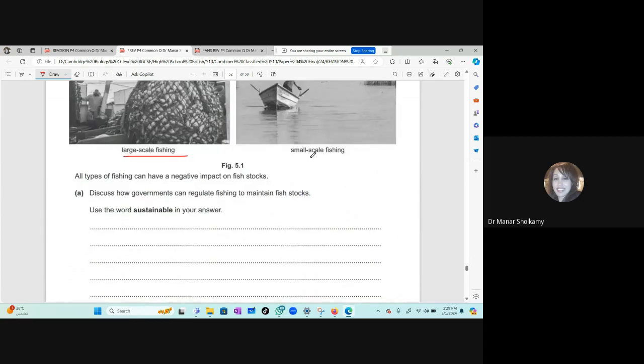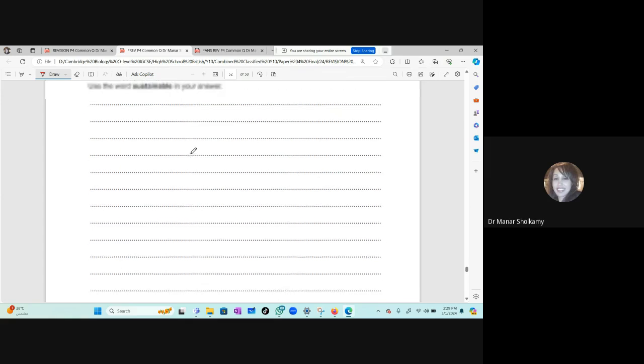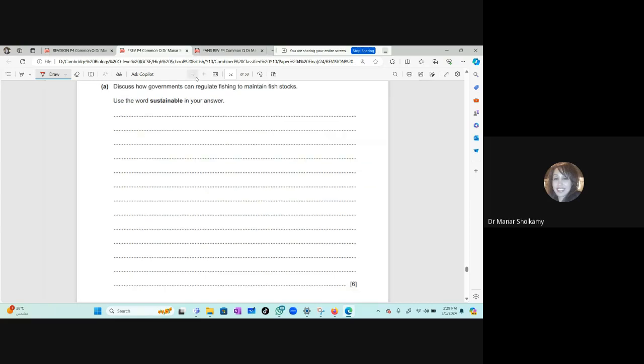Okay, this is fishing also. Large scale fishing, this is over harvesting of fish, and small scale fishing. Discuss how governments can regulate fishing to maintain fish stocks. This is a very good question because it includes the regulation of fish, and also use the word sustainable in your answer. Again, 6 marks. Ecology questions are usually 6 marks. How can you regulate fish stock? And then tell me, what does the word sustainable mean? How do you regulate fish? I don't want the fish to finish fishing.